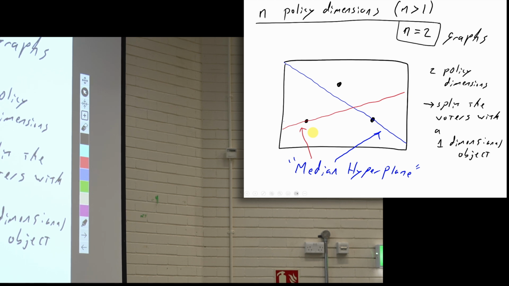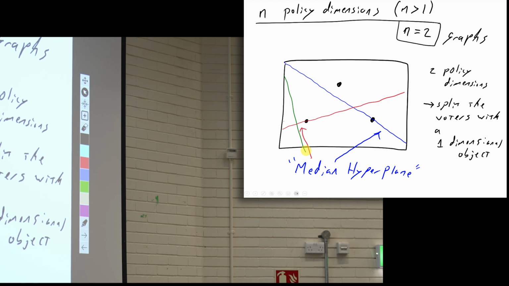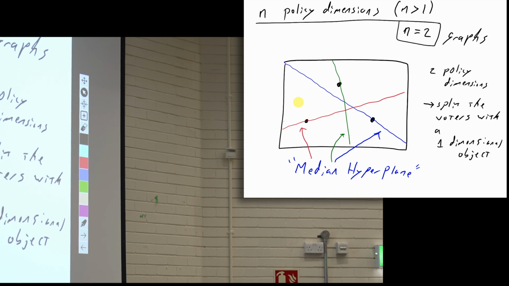I've got the same number of people on one side as I got on the other side, right? So in this particular example, if I do that, I got one there. If I take a very steep one, something that looks like this, I move it right and left until I get to here. That's a median hyperplane as well, because I got the same number of people to the left as I've got to the right. Okay.